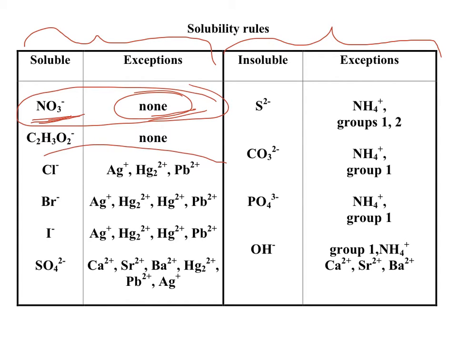What does this one tell you, for example? This one tells you that all chlorides are soluble except for chlorides of silver, mercury and lead too. What does that mean? That means that silver chloride, mercury chloride and lead chloride are insoluble. Every other chloride is soluble. That's how you read this part of the table.